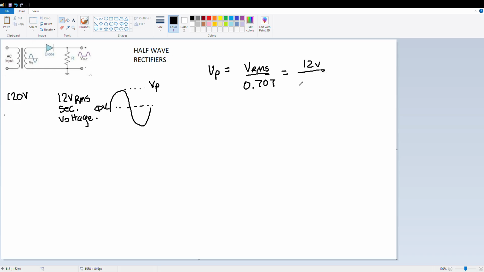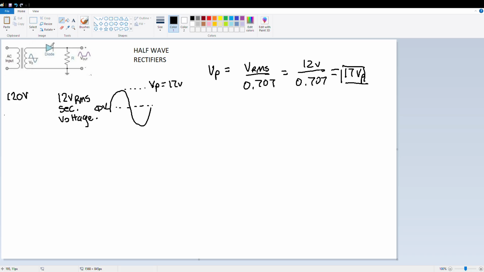We're going to divide that by 0.707. Now, if we bring up a calculator, we can calculate what that value is. So it's 12 volts divided by 0.707, and that yields us a voltage of 16.97, almost 17 volts. So we'll just round that off to 17 volts peak. Okay, so this voltage here now is 17 volts.